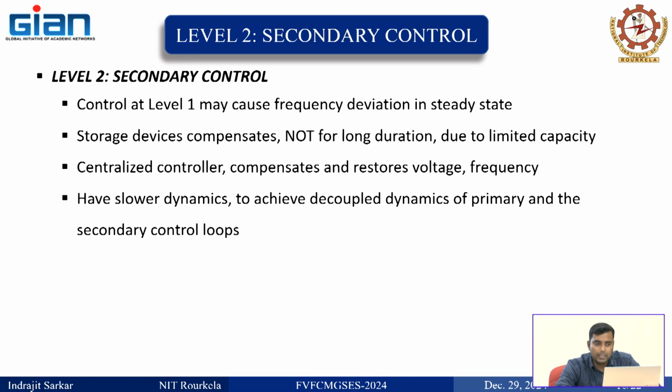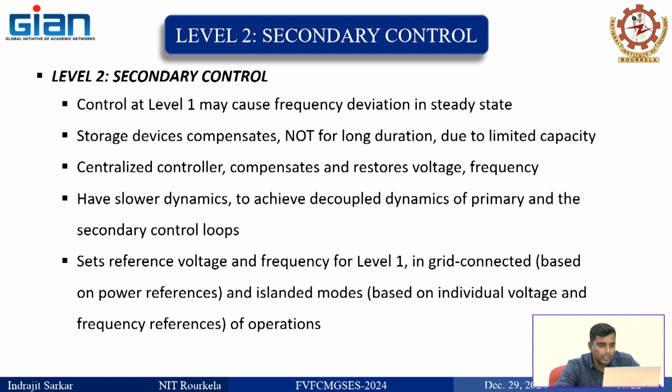As I already explained, for stability it has to be slower than the inner loop to achieve decoupled dynamics of the primary and secondary control loops. Primary has to settle down, then only the secondary control will come into effect. It sets the reference voltage and frequency for level 1 in grid connected mode based on power references, and in islanded mode based on individual voltage and frequency references. So it generates the voltage and frequency. Let's see how it can be done.